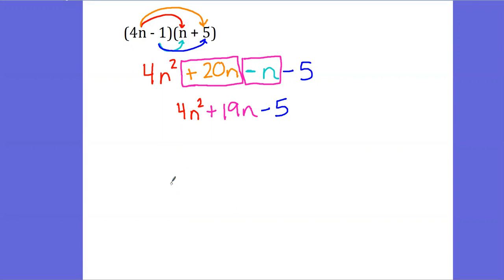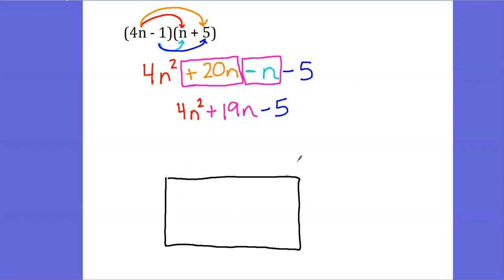Let's look at this using the rectangular grid model. So, we have 4n minus 1, and it doesn't matter if you write that along here or along here. You can write it as the length or the width, doesn't matter. So it's 4n minus 1, and this is n plus 5. Nice thing about organizing it like this is that it's going to force you to make sure that you distribute the 4n to both of these terms and distribute the -1 to both of these terms.